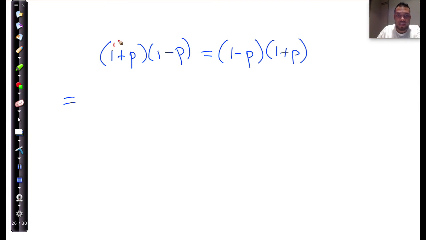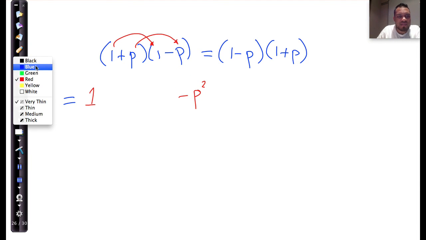Let's do it the long way again. First times the first, the last multiplied by the last. So let's do the first one. 1 times 1, very good. It's obviously 1. And then p, positive times negative, is negative. And p times p is going to be p squared. So I have 1 minus p squared.